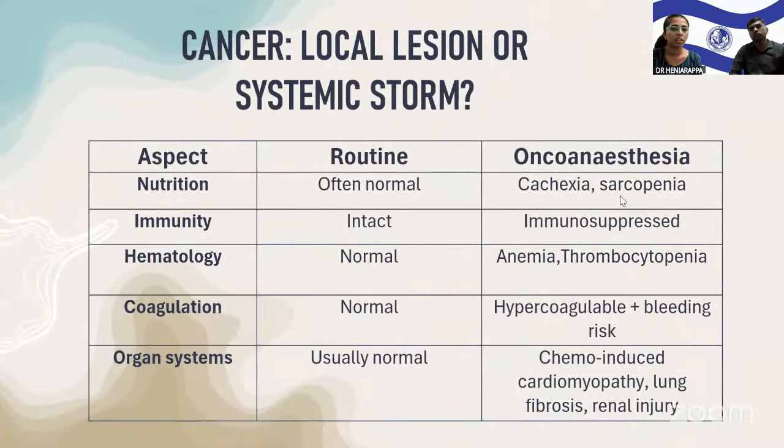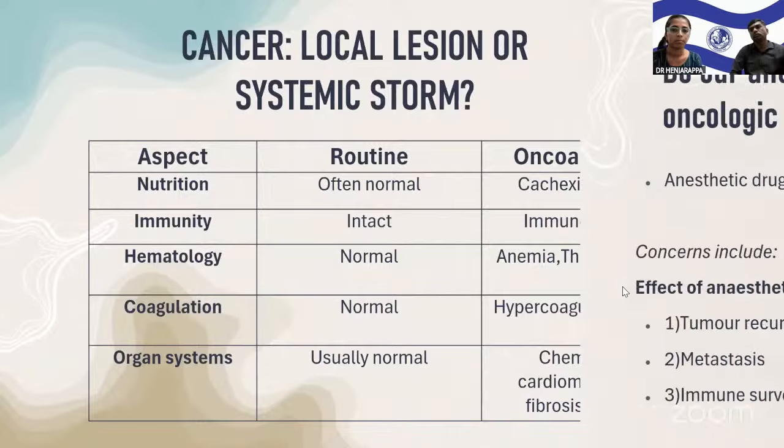And cancer is not just a local lesion, it affects the other organ systems also. In routine patients, all the aspects will be normal, the patient will be healthy. Whereas in the patients we see, the patient will be cachectic, sarcopenic, immunosuppressed, with anemia, thrombocytopenia, and hypercoagulable risk. And because of chemotherapy and radiation therapy, they will have chemotherapy-induced cardiomyopathy or radiation-induced fibrosis.